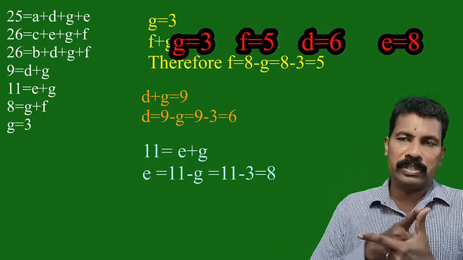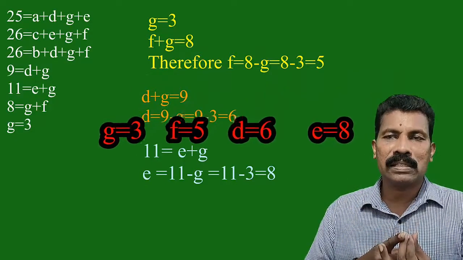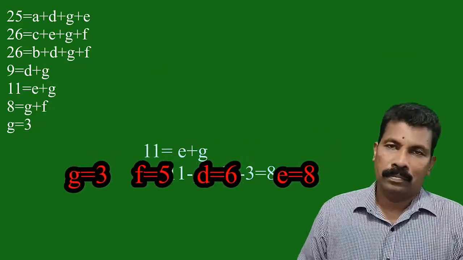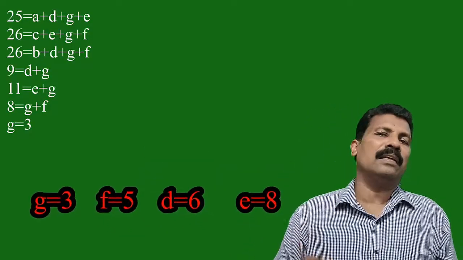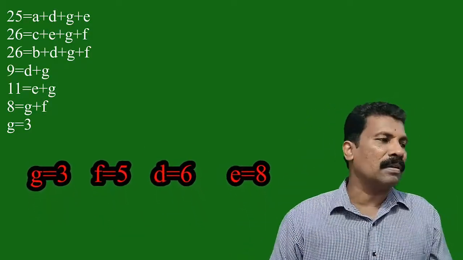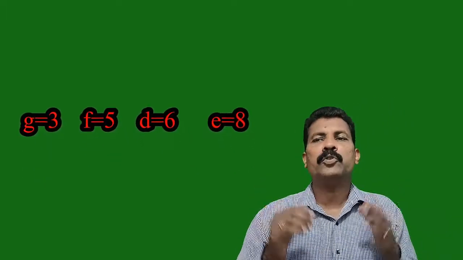So we got G is equal to 3, F is equal to 5, D is equal to 6, and E is equal to 8. Now using these values of G, F, D, E, we can go for the values of A, B, C as well. So how to do it?